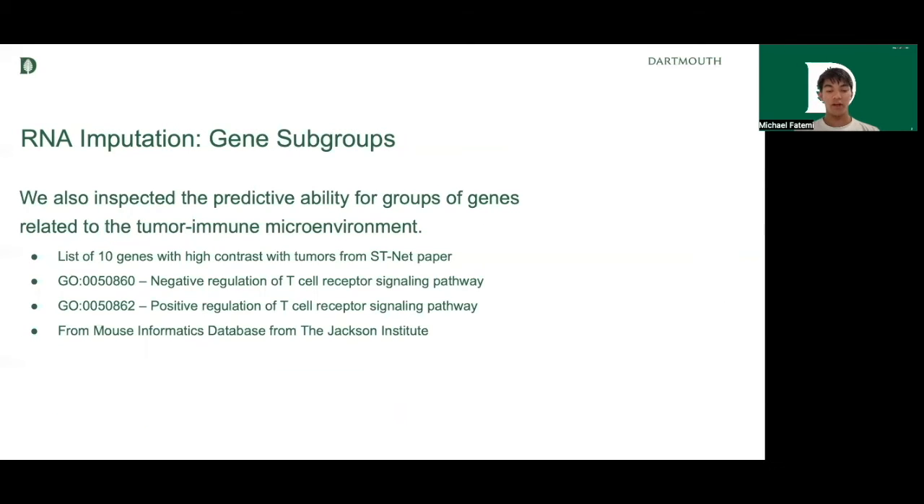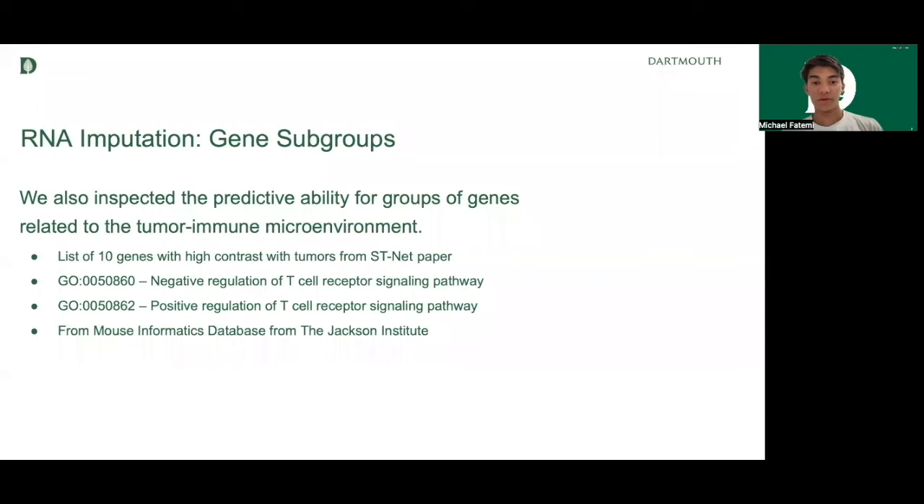So we also train on specific subgroups of the transcriptome. One subgroup is the 10 genes from the STNet paper, which demonstrated high contrast with tumors. Two other subgroups were from the Mouse Genome Informatics database from the Jackson Laboratory, and they are associated with negative and positive regulation of T cell receptor signaling. We chose those subgroups because we believe that they would be relevant to the tumor immune microenvironment, as well as the interaction between immune cells and the tumor.